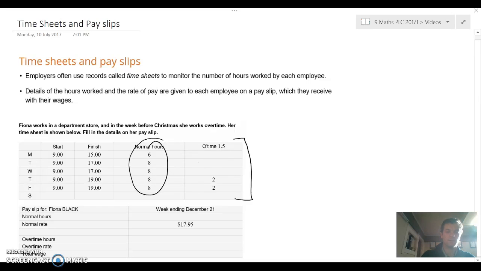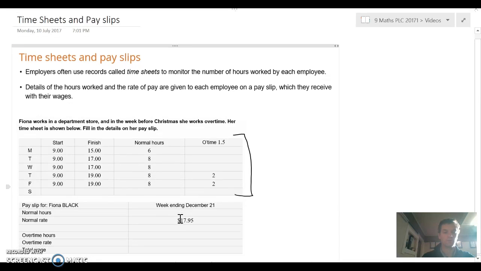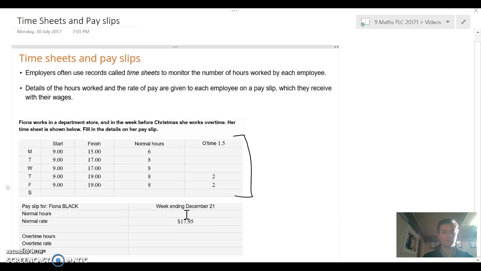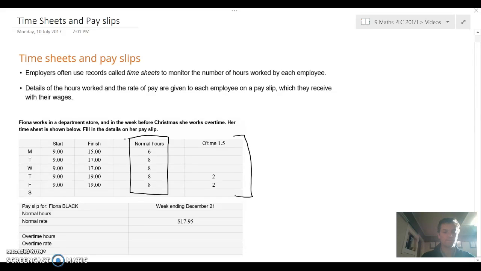A lot of this work's actually done for us already in terms of calculating the number of hours that have been worked. But if we go down to the pay slip, we can see that we've got some blank sections. We haven't been given the normal hours that have been worked, and we haven't been given any of our overtime or our total wage. So first thing we're going to do is start to fill in the blanks. Let's look at our normal hours. We need to work out how many normal hours Fiona has worked, which is this box here.